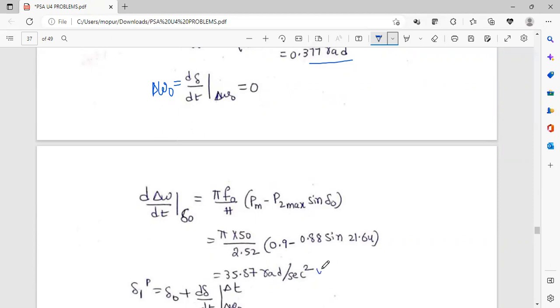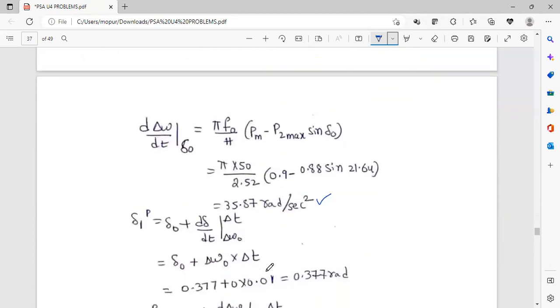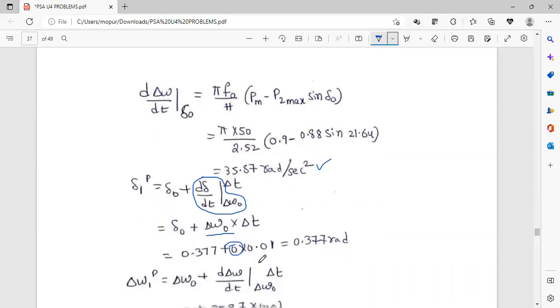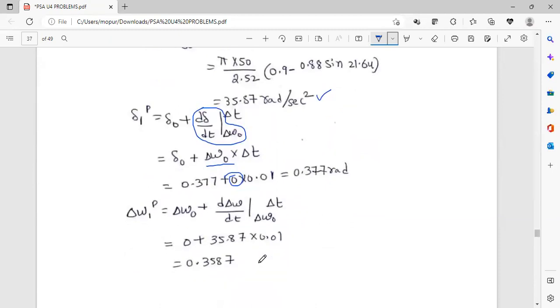You got this. Then the third formula, del 1p is equal to del naught plus this total term, del omega naught, which is 0, and then into del t. Del t they will give in the question. Then fourth formula, del omega 1p is equal to del omega naught plus this. This we had already calculated. This total term we had already calculated in the second.